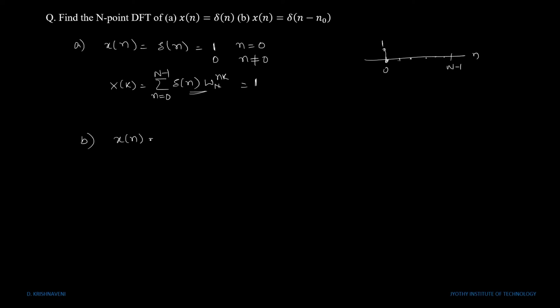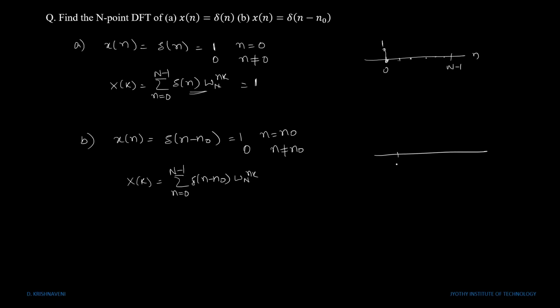Next, when x of n is delta of n minus n naught, delta of n minus n naught will be 1 at n equal to n naught and 0 for all other values of n. Now when this is substituted in the DFT formula, summation n is equal to 0 to N minus 1 delta of n minus n naught W_N to the power of nk. Once again you can see in the range 0 to N minus 1, delta of n minus n naught exists only when n is equal to n naught. Only at this particular point you have a sample of amplitude 1. For all other values of n, delta of n minus n naught is 0.